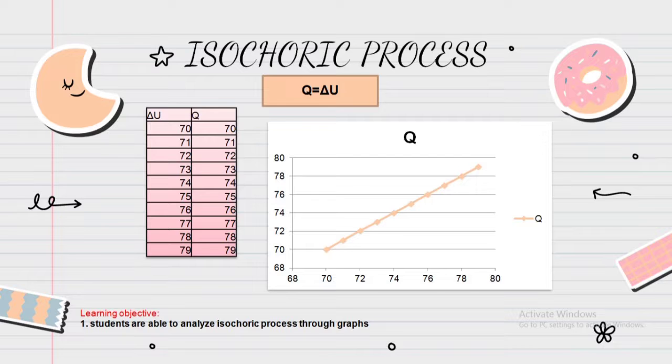The next is isochoric process. The formula is Q equal to delta U. So the example is delta U is 70 and Q is 70, and so on. At the picture, we can see the graph is moving constantly.